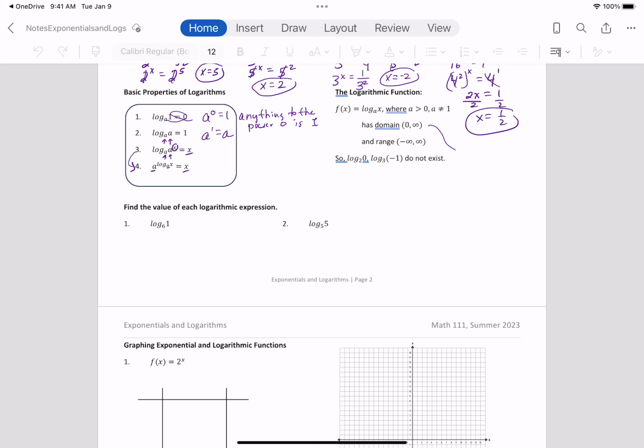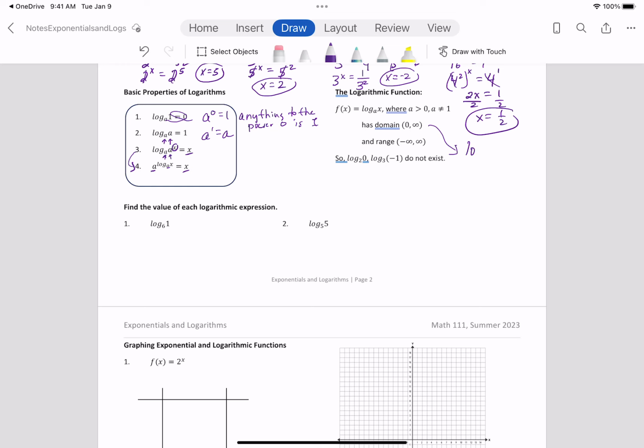So what we were saying is that the logarithmic function has a domain 0 to infinity. So remember, domain is the input or x. So that means that when we are using logs, the x or the input value has to be positive.